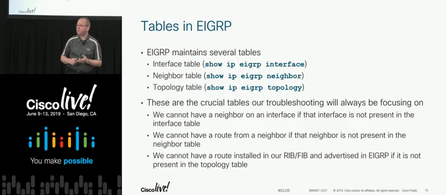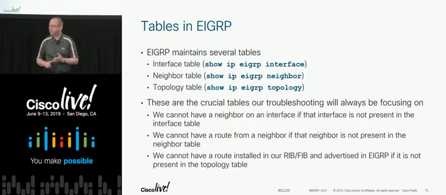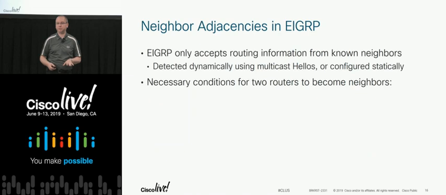And finally, even if you have a neighbor known, if you do not learn some routes from it into your own topology table, you cannot advertise them further. You cannot install them into your own routing table. These are your friends, and these will be the most visited data structures in EIGRP that we have.